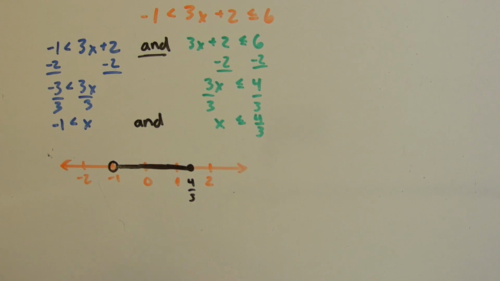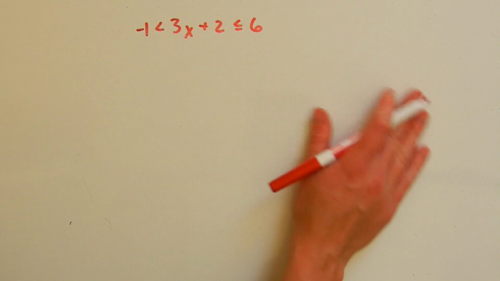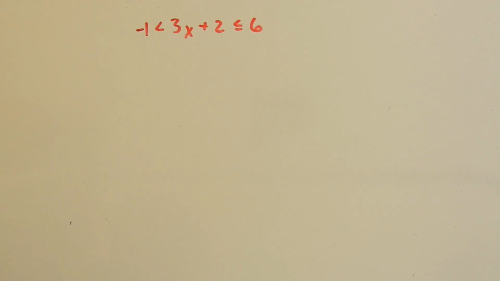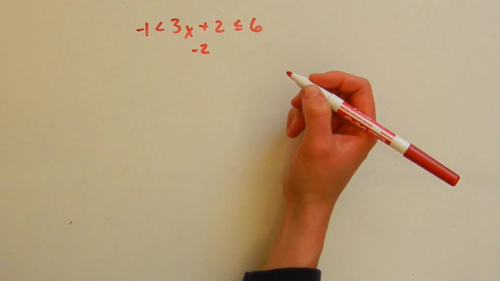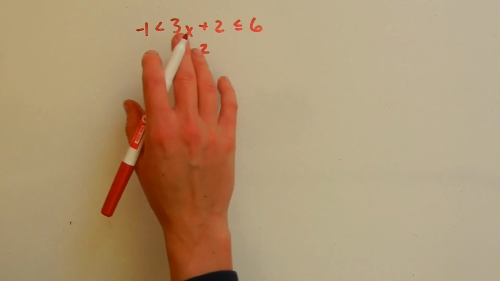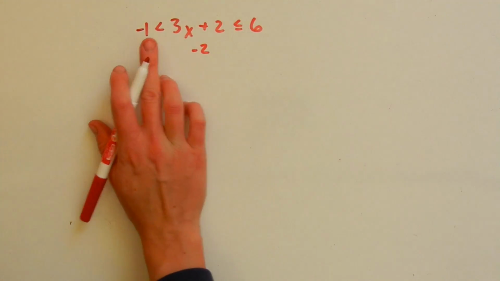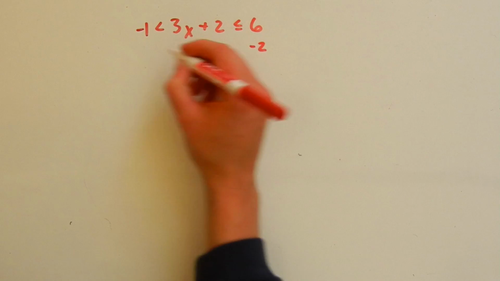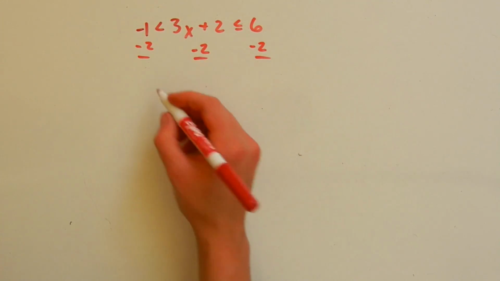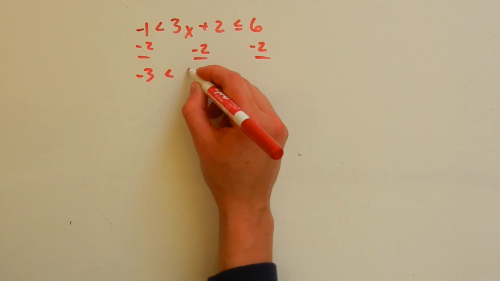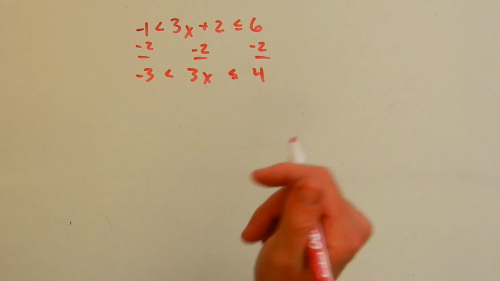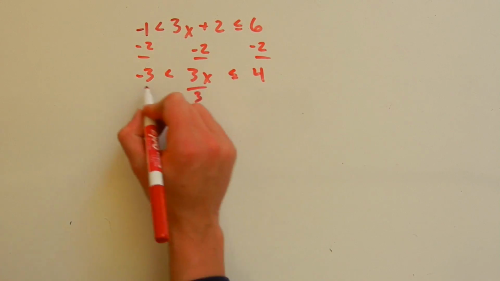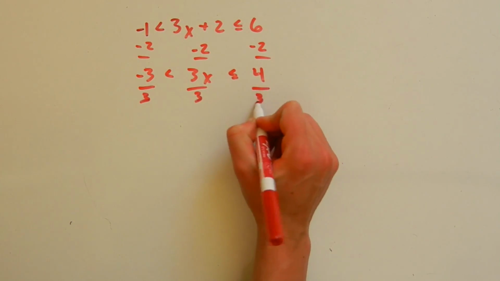And I promised that I'd show you another way to solve this. Here, we're going to leave all the inequalities combined, but we're going to do the same steps in order to solve. So we're going to start by subtracting 2. But instead of doing it from the left and the right, we're going to do it from the left, middle, and right. So we have negative 3 is less than 3x, which is less than or equal to 4. Now we're going to divide by 3, to the left, middle, and right.